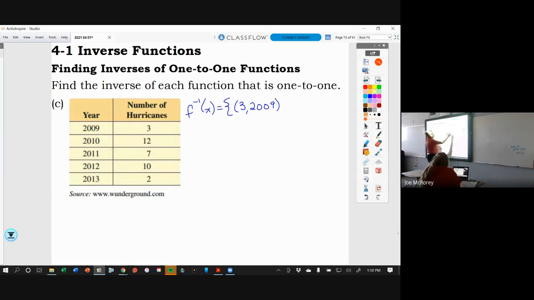So 3, 2009, 12, 2010, 7, 2011, 10, 2012, and 2, 2013. And close your brace.